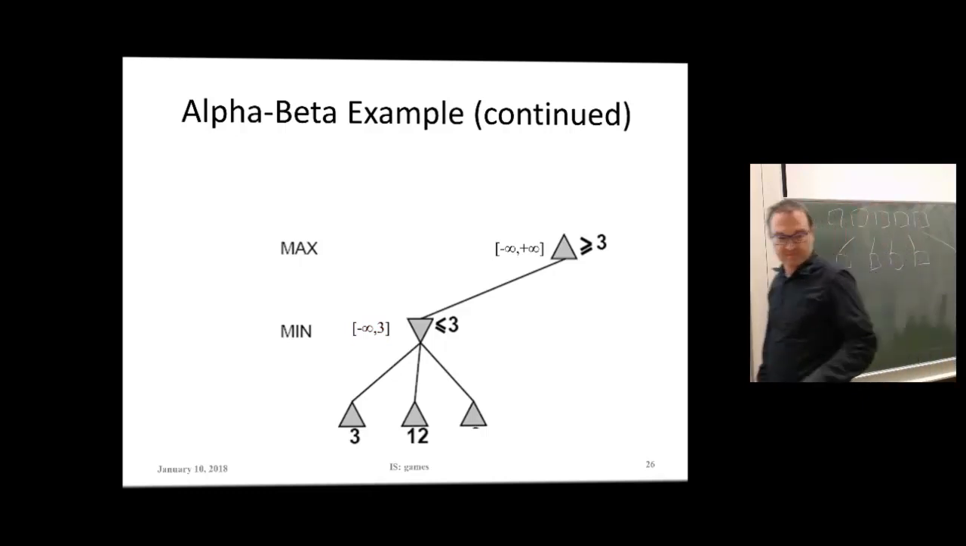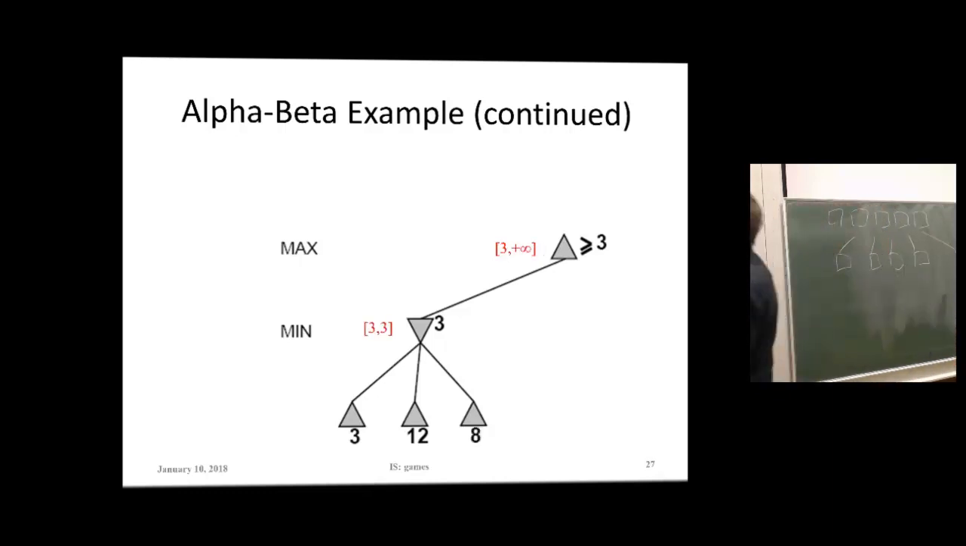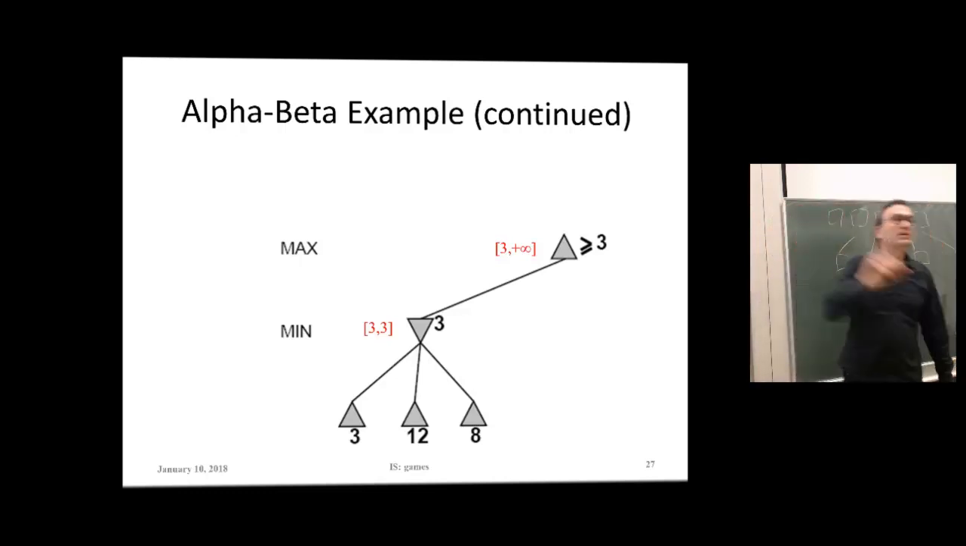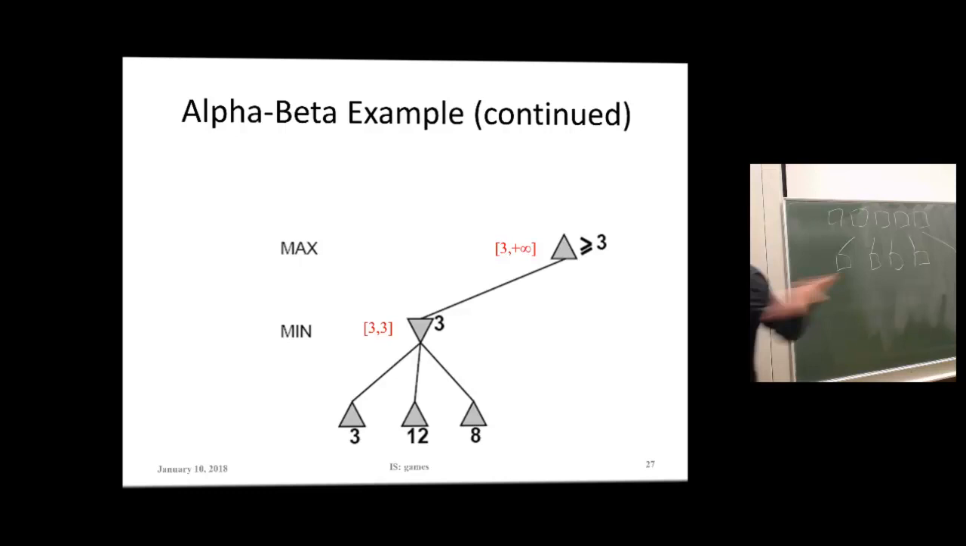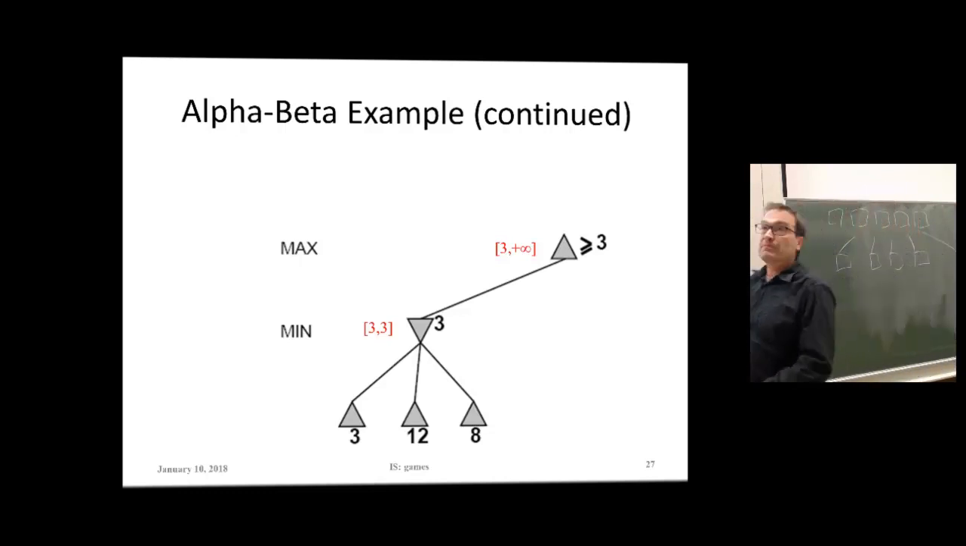So we get a 12, it's bigger than 3, nothing done. We get an 8, nothing done. So all the options that min can choose are 3, 12, and 8, so min chooses 3. And now this information is available, namely that max can choose something that's 3 or bigger, because independent of what min does, it will never ever pick something that's smaller than this 3, because it has already the 3 to choose from. So now we have an interval propagated from this min node to the max node.